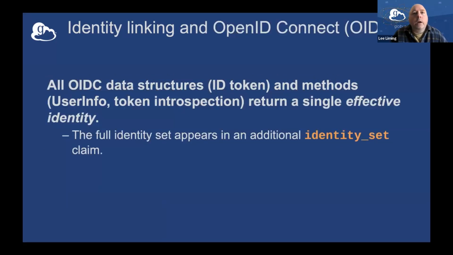Because Globus is standards compliant and OpenID Connect really only lets you return one identity, the way Globus handles that is that a single identity is returned to your application, but then all the other identities the researcher has are available to you in an additional field called the identity_set, or identity set. And we'll actually see that in an exercise in just a minute.